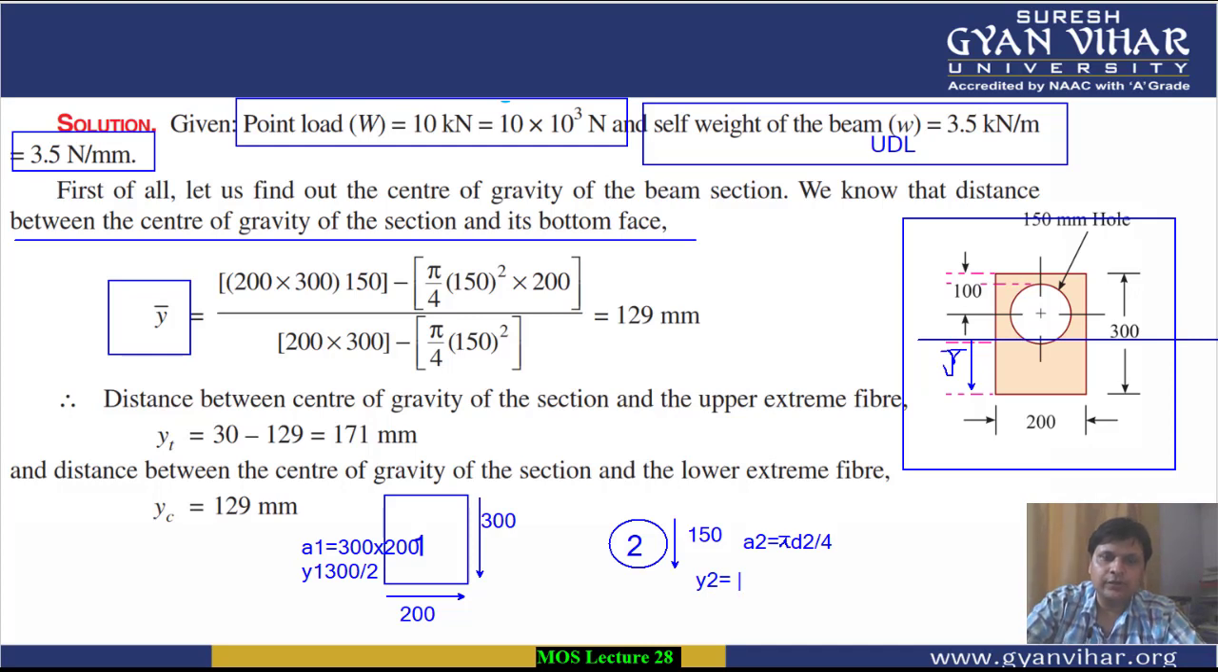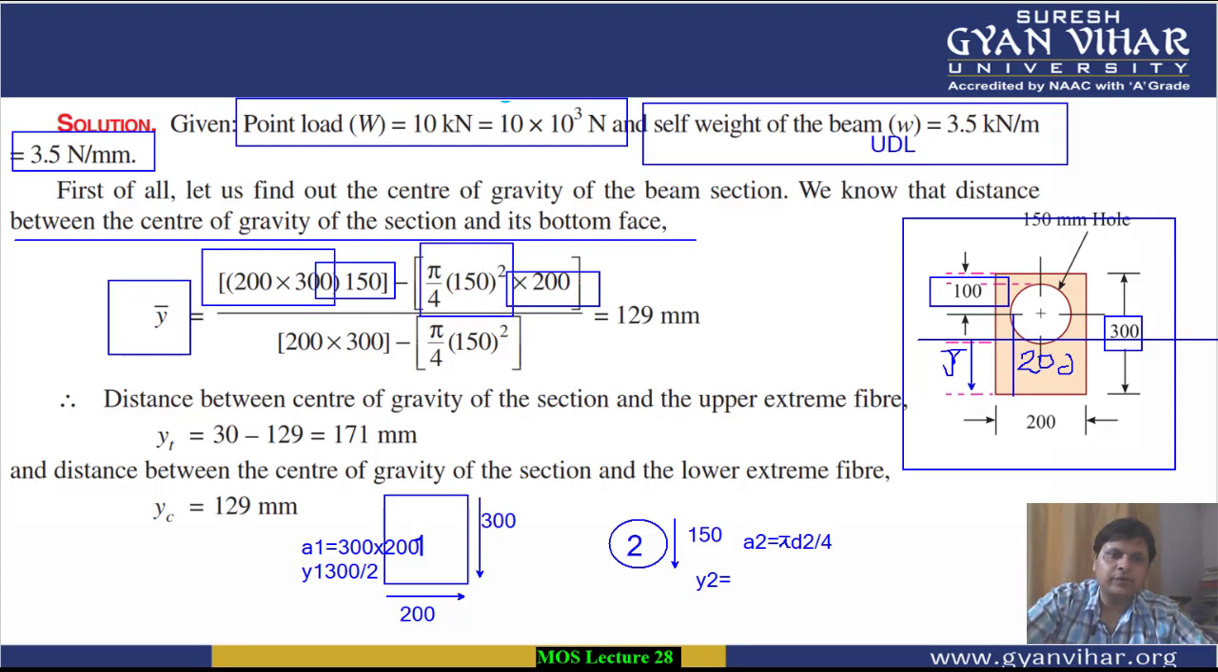For y2, what you are going to do? For y2, you will have to find the distance. Now from the top, the distance of the center is 100. So from the bottom it will be equal to how much? The whole distance is 300. So 300 minus 100 will give you the value 200. So y2 will be your 200. y1 is your 150. A1 is your 200 into 300, A2 is pi into 150 square by 4. Again, in the downward set, A1 minus A2. So the formula is (A1 y1 minus A2 y2) upon (A1 minus A2). This will give you the value of center of gravity position from the bottom.